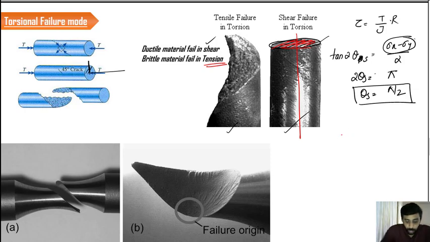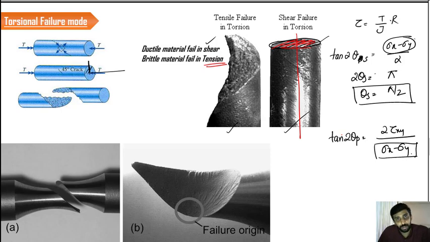For the normal stress, I hope you remember the equation, tan 2 theta P is equal to 2 tau xy divided by sigma x minus sigma y. Here we don't have sigma x and y, because we are talking only about pure torsion. So the denominator is 0, and 2 theta P is going to be pi by 2, 90 degrees. So theta P is going to be 45 degrees. Kindly refer to the slides that I have used to explain the principal stresses and the corresponding planes.